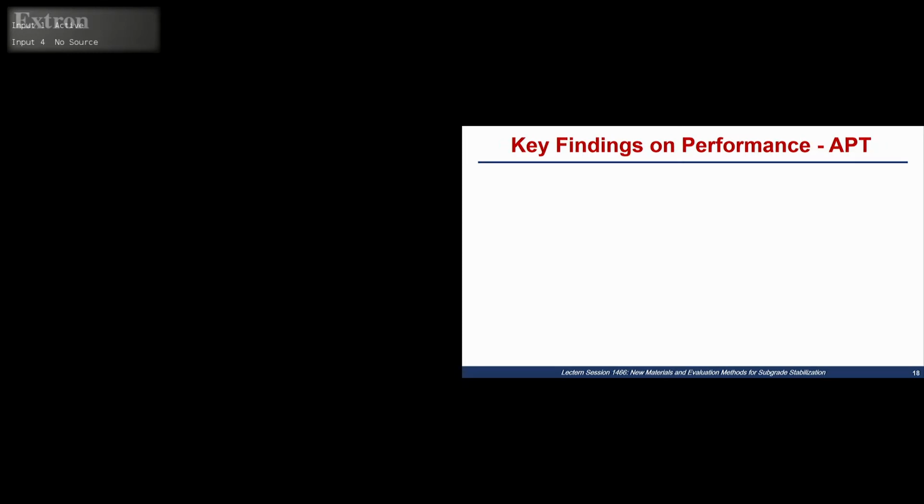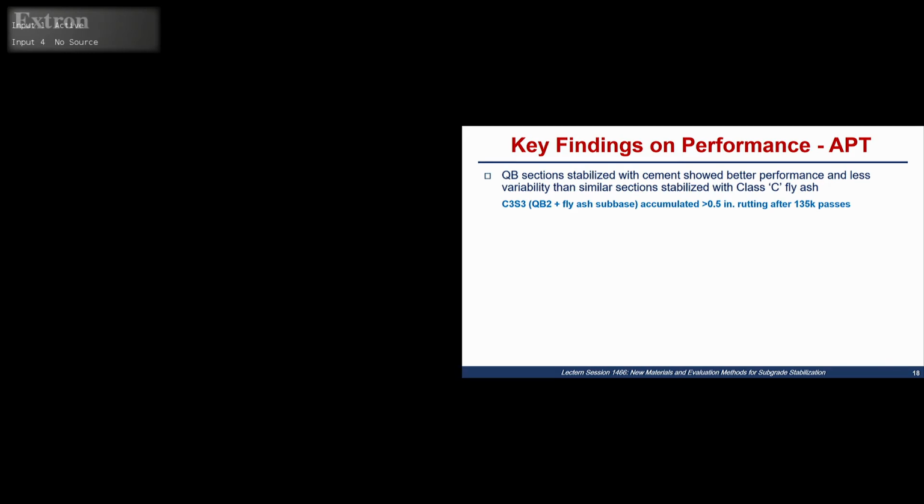Before we move to the next part of my presentation, I just want to highlight the key findings on performance from the accelerated pavement testing study. Basically, the test sections that were stabilized with cement had better performance and less variability than those stabilized with Class C fly ash. And the only section that accumulated more than half an inch of rutting was the one that had a subbase of QB mixed with fly ash.